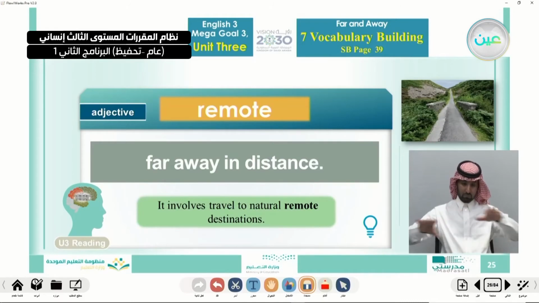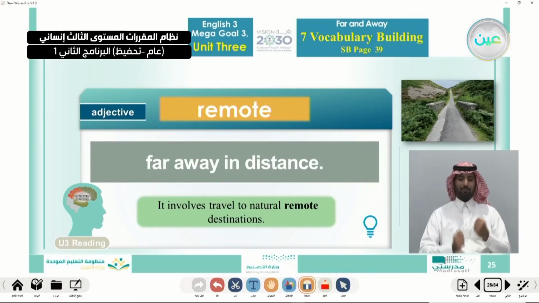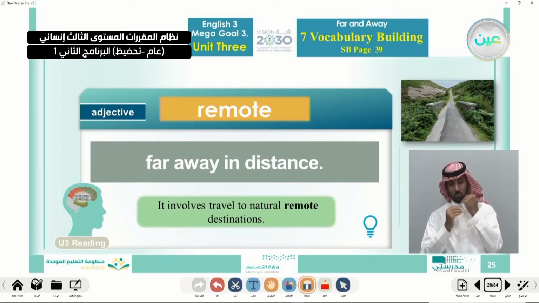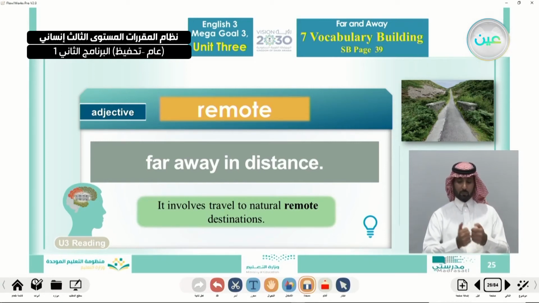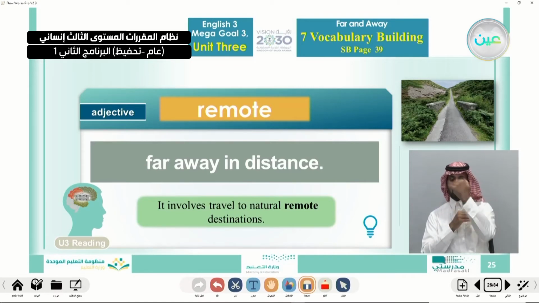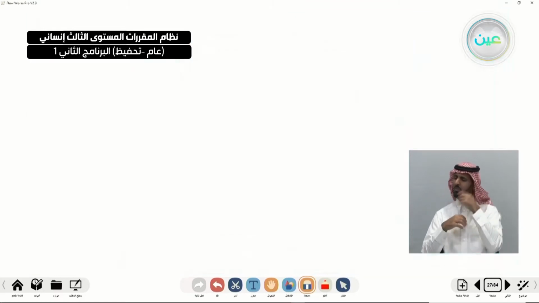Okay? Remote. What's remote? Remote means far away in distance. If you know the word remote as a noun, which is the device that you can use to change devices from a distance. But here it is an adjective. صفة. What does it mean? Far away in distance. بعيد. It involves travel to, that means ecotourism. We mean by it ecotourism. Ecotourism involves travel to natural remote destinations.